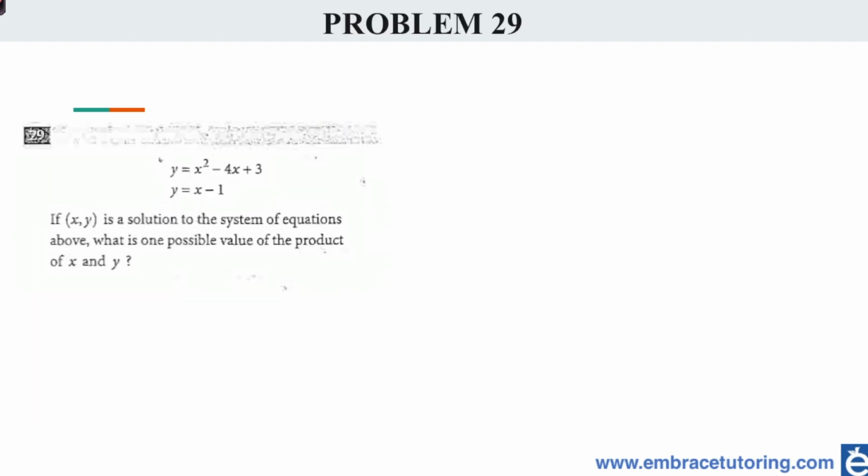Problem number 29 states, if xy is a solution to the systems of equations above, what is one possible value of the product of x and y? And product, to recall, is when you're multiplying these together. So we need to figure out x times y will equal what?